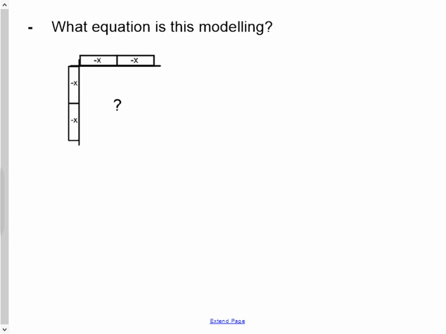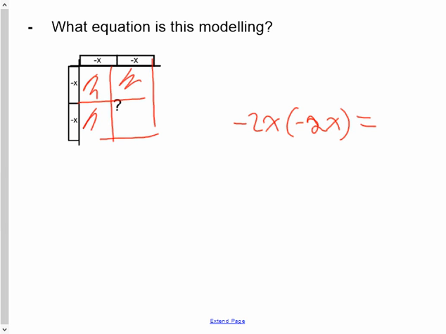Your next question, what equation is this modeling? So this time you're given the length and the width and you're not given the area. So this is a multiplication question. So the length of negative x multiplied by the width of negative 2x, will equal the area, which inside here would have been, those would be positive x squareds, 4x squared.